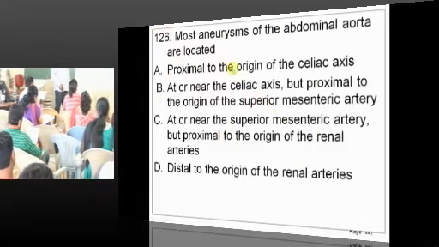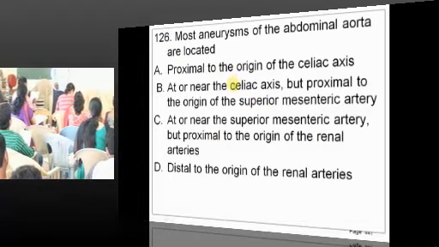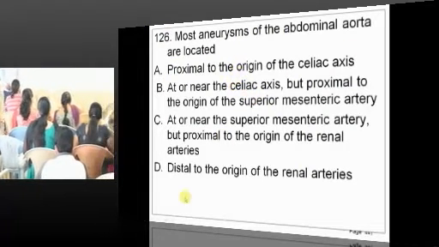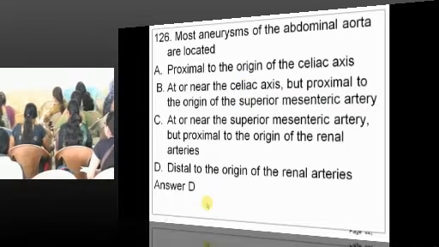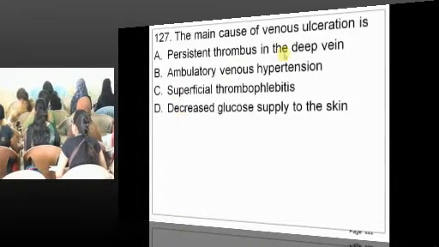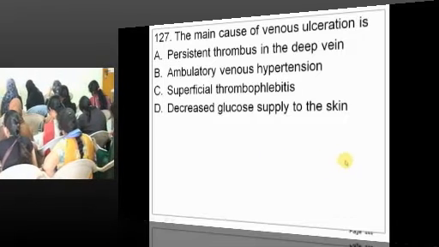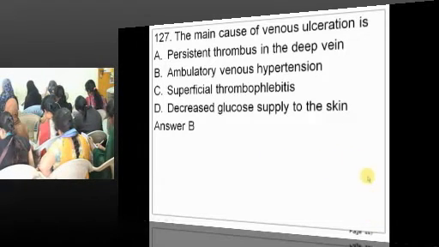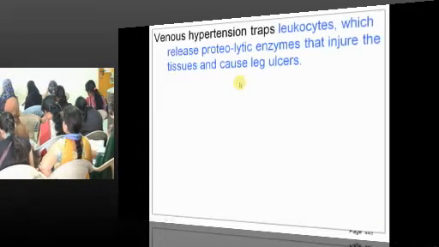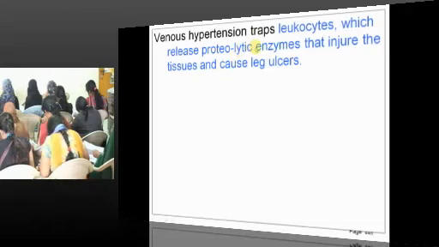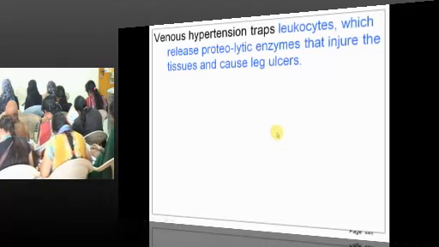Where are most of the aneurysms of the abdominal aorta located? Distal to the renal arteries. That's right. Infrarenal is the most common location. What is the main reason for venous ulceration? B. Varicose veins. It is venous hypertension, and that will invite a lot of trapping of leukocytes which will initiate proteolytic enzymes that lead to injury to the tissues, leading to leg ulcers.